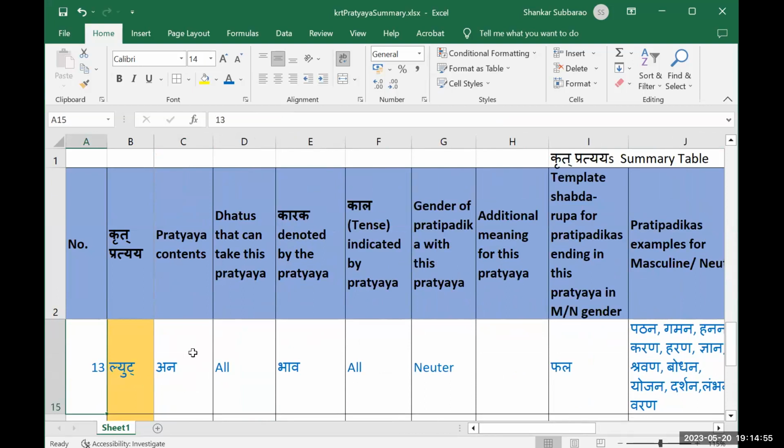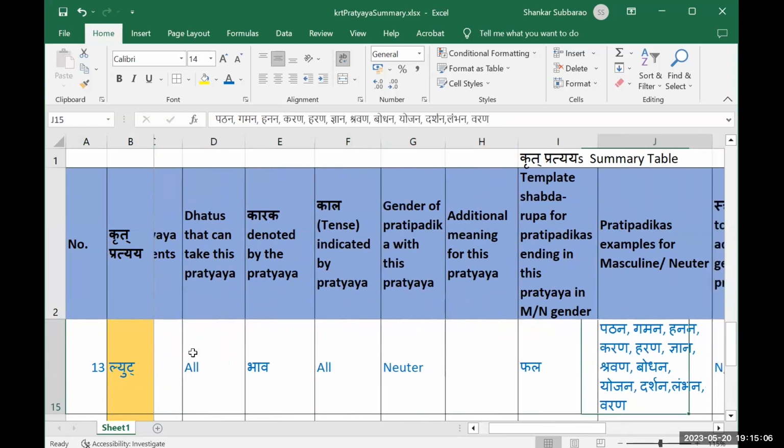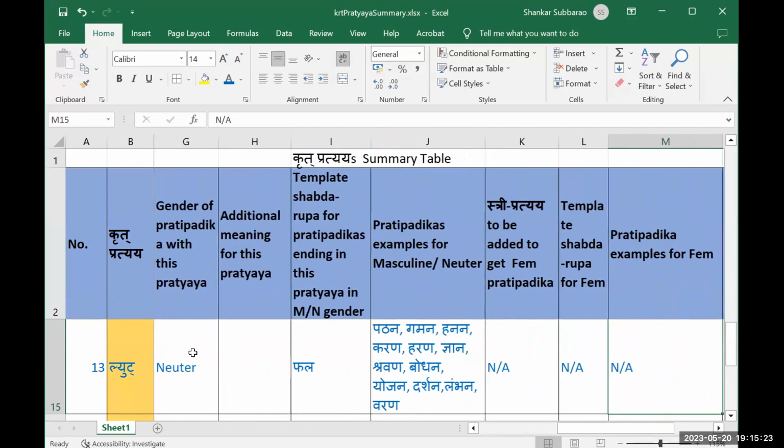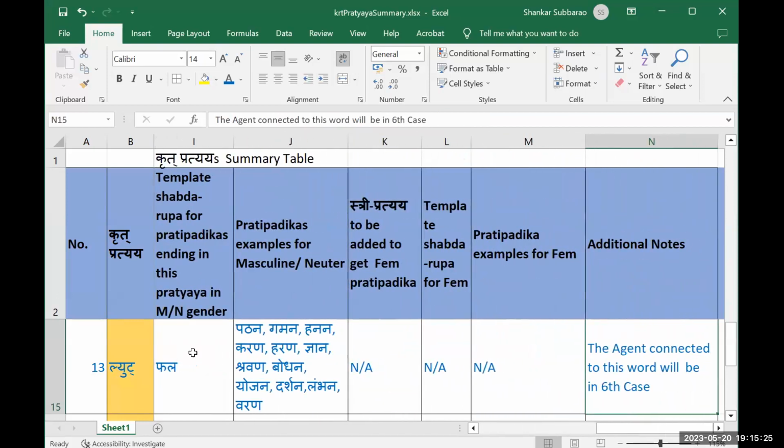Then you have one called lyut. It's all mechanical now once you understand what I'm talking about. What is it? The content is ana, added in bhava, just like the ta in bhava. And the words will become pathanam, gamanam, hananam. They are neuter. In the meaning of abstract noun, it will be neuter. There's no choice. Therefore, there is no possibility of feminine gender.